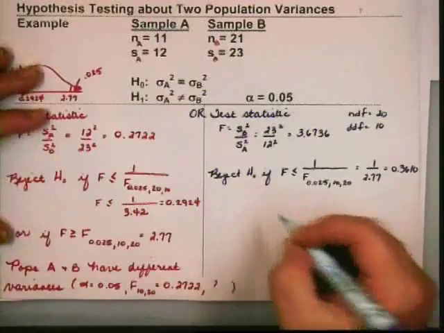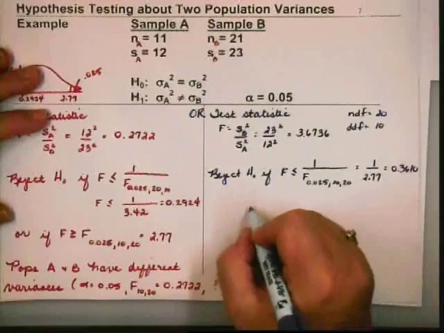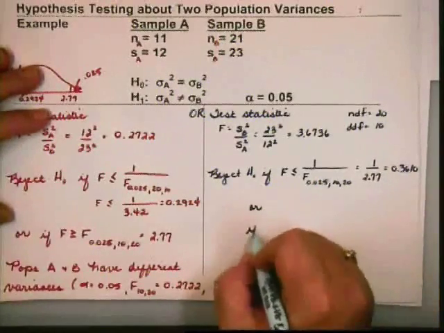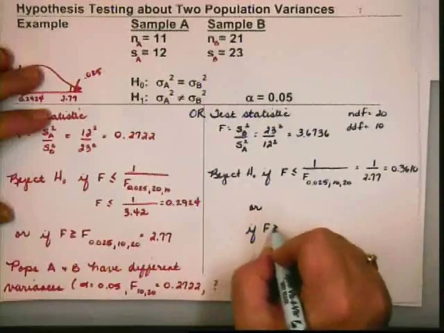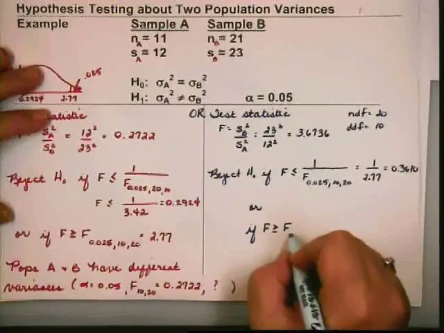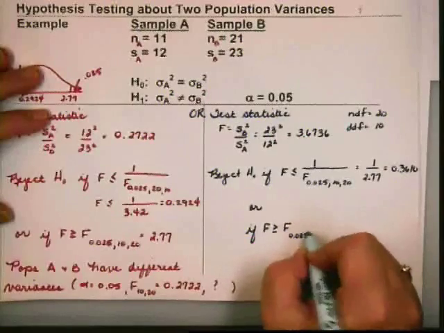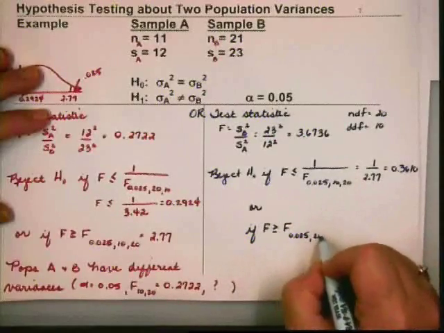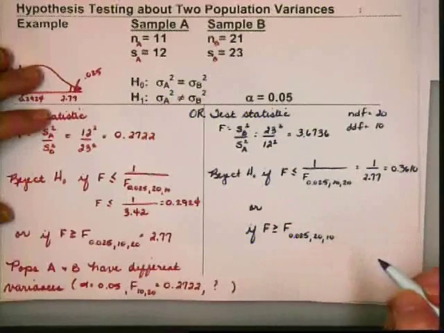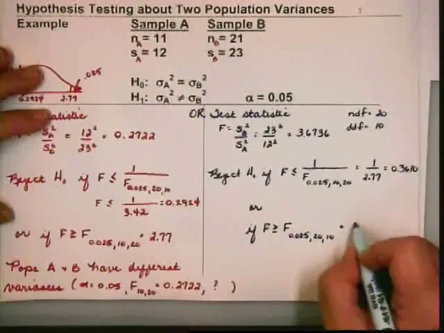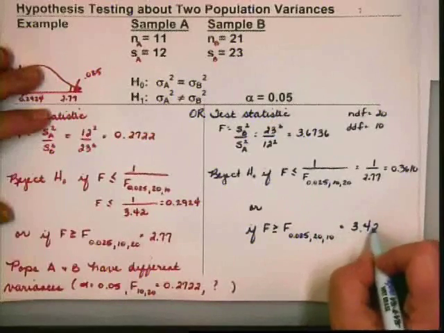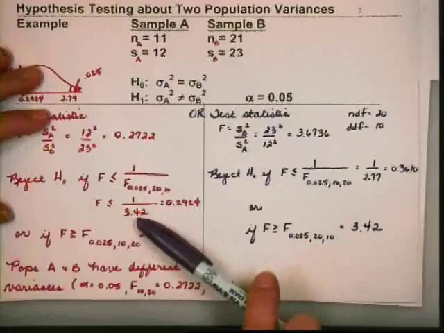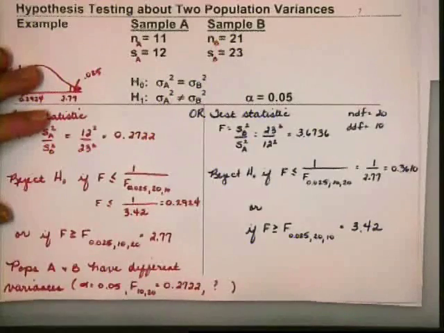Or you'd reject if F were larger than what? F determined by right-hand area 0.025, numerator degrees of freedom 20, denominator degrees of freedom 10. That's 3.42. We did look that one up. It's the denominator over here.